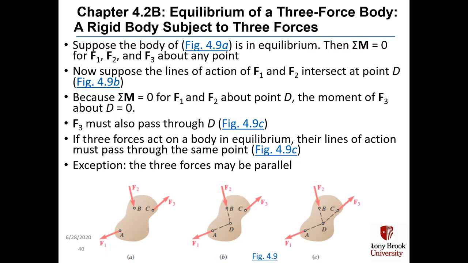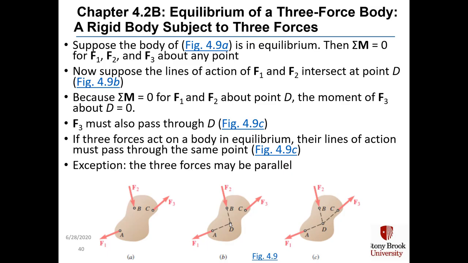Now we'll switch to 3D equilibrium force analysis, and we'll show a rigid body subject to three forces in figure 4.9a in the lower left. Because that rigid body is in equilibrium, summing the moments at any point equals zero for our three forces, F1, F2, and F3, which are shown respectively acting through points A, B, and C. But suppose the lines of action of F1 and F2 intersect at point D, which is shown in figure 4.9b. Point D is an arbitrary point in this rigid body, but it will exist somewhere. It's just a question of extending the line of action of F2, extending back the line of action of F1, and showing where they intersect.